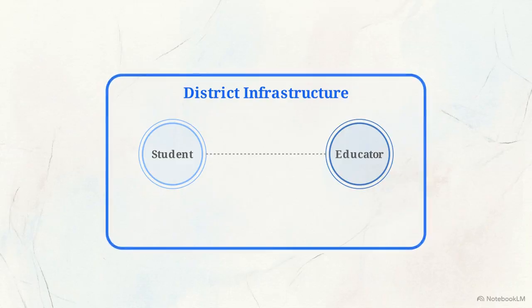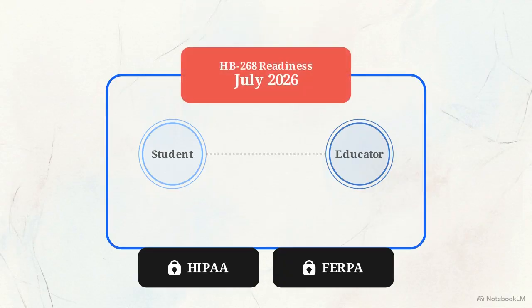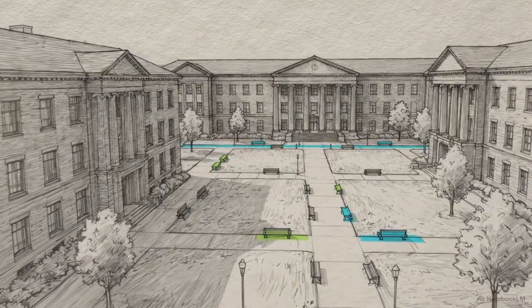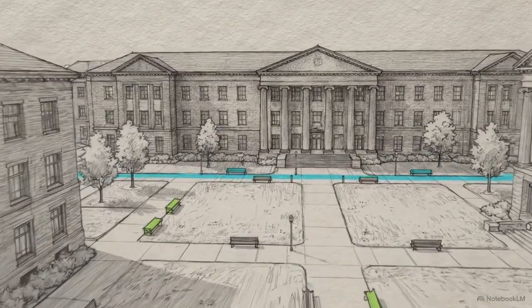Deploying dedicated teams necessitates stringent data security protocols. The system must maintain strict adherence to HIPAA and FERPA regulations and meet Georgia's upcoming HB 268 compliance deadline by July 2026. Reliability for crisis intervention depends on a technical platform with 99.5% uptime. This legal and technical framework is the only way a progressive clinical vision can survive in a K-12 environment.